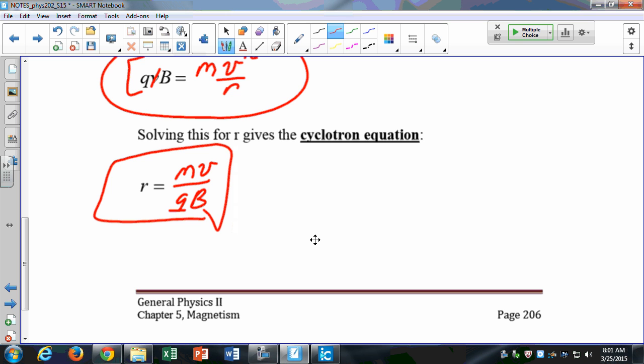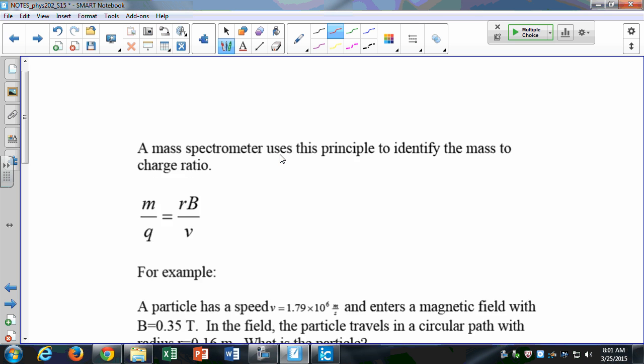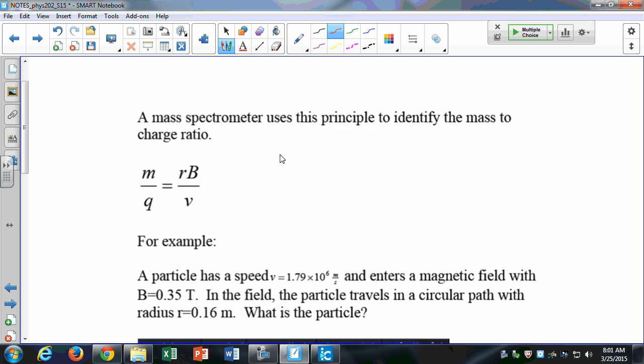As I said, this is a mass spectrometer. You use this to identify the mass to charge ratio. So if you have an unknown particle and you want to know what that particle is, you can give it a certain velocity and run it through a magnetic field, and then you can determine its mass to charge ratio. This is how it was obtained. Some famous scientists determined the mass to charge ratio of the electron, which was a pretty fundamental discovery at the time. The way they did it was to put a charged particle through a magnetic field and measure its radius, and then determine that mass to charge ratio.